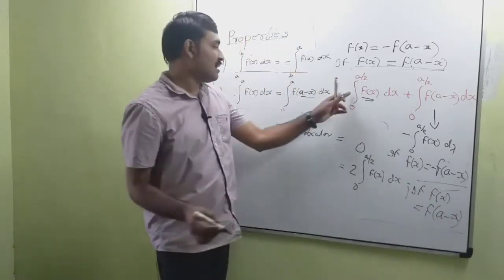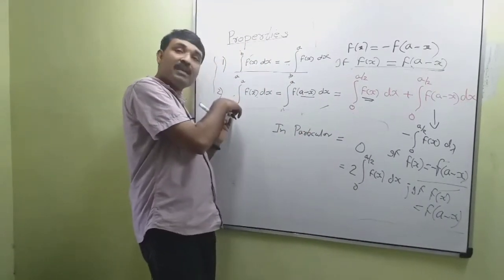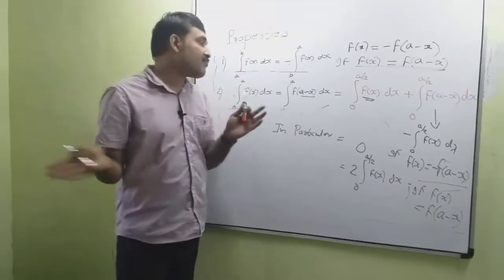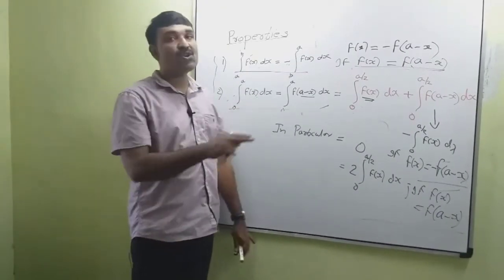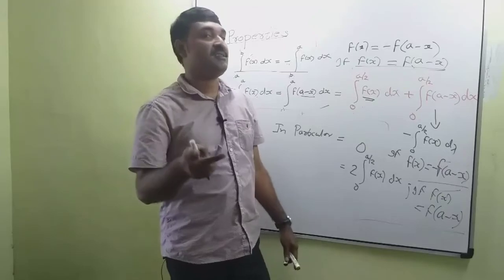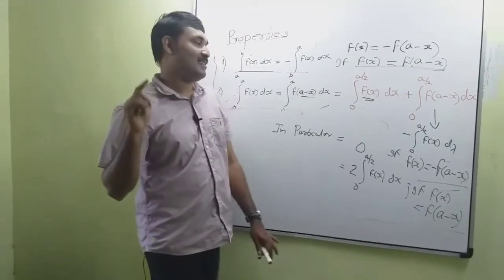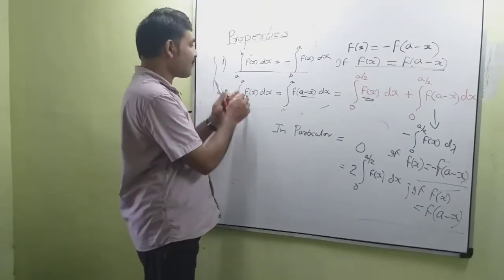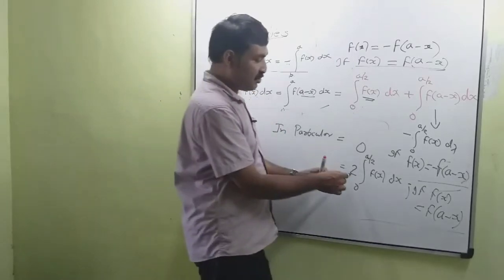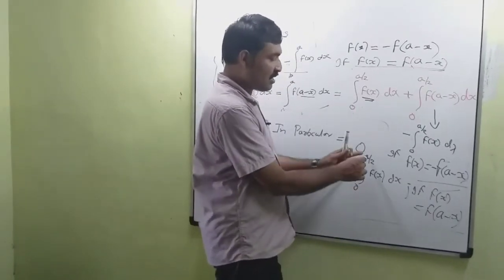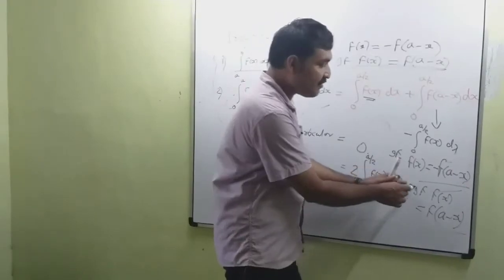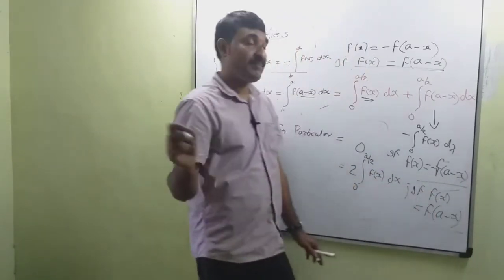So this property and the previous property, that is the limit from a to b, which we derived from the second property, are very useful properties. So we should keep them in mind. That means integral 0 to a f of x dx is equal to 2 times integral 0 to a by 2 f of x dx if f of x is equal to f of a minus x.